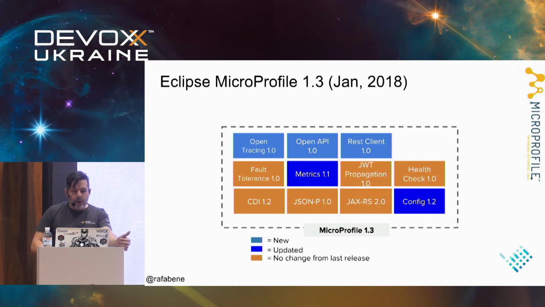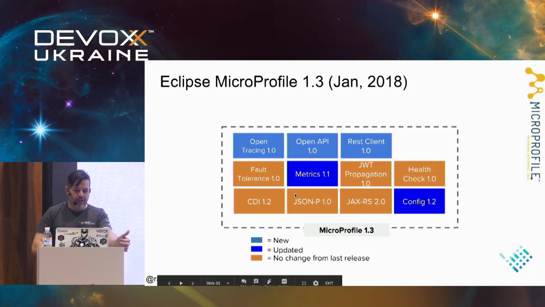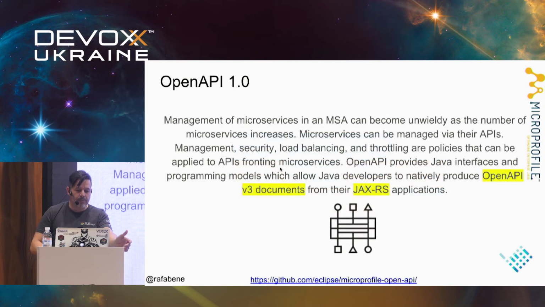Then, for MicroProfile 1.3, they release OpenTracing, OpenAPI, and REST Client. They updated Metrics and Config. And let's see what OpenAPI is about. So I guess that most of you have heard about Swagger. Swagger is very famous for specifying REST endpoints.